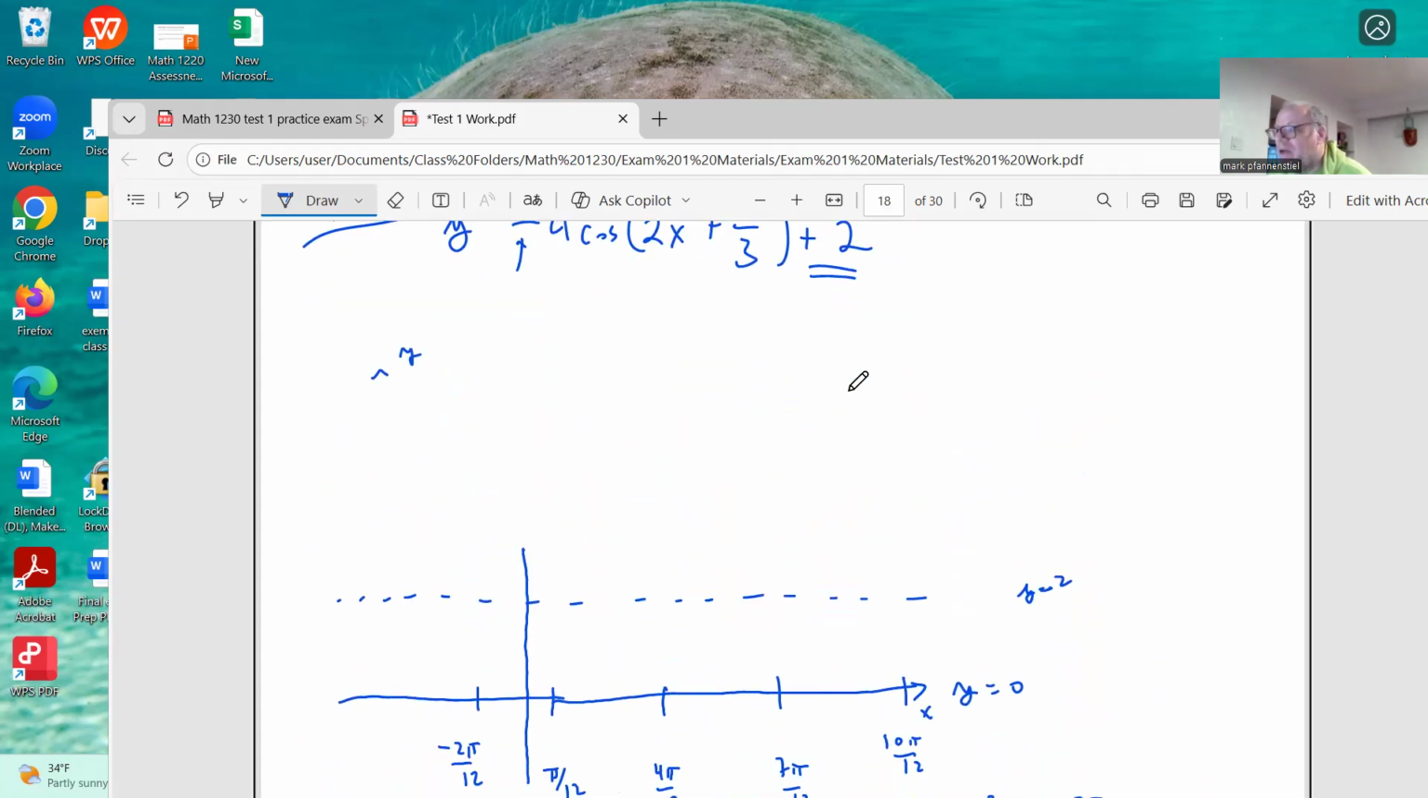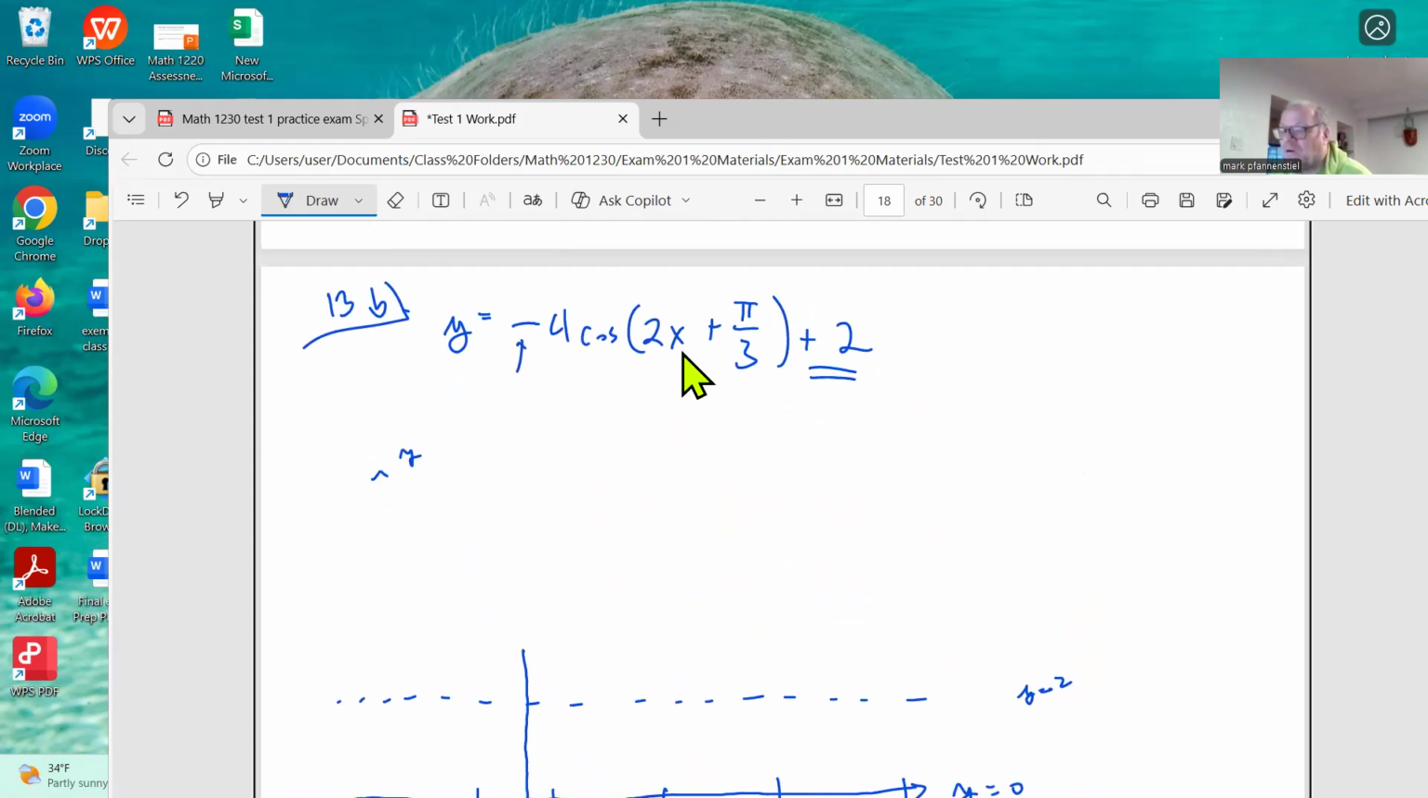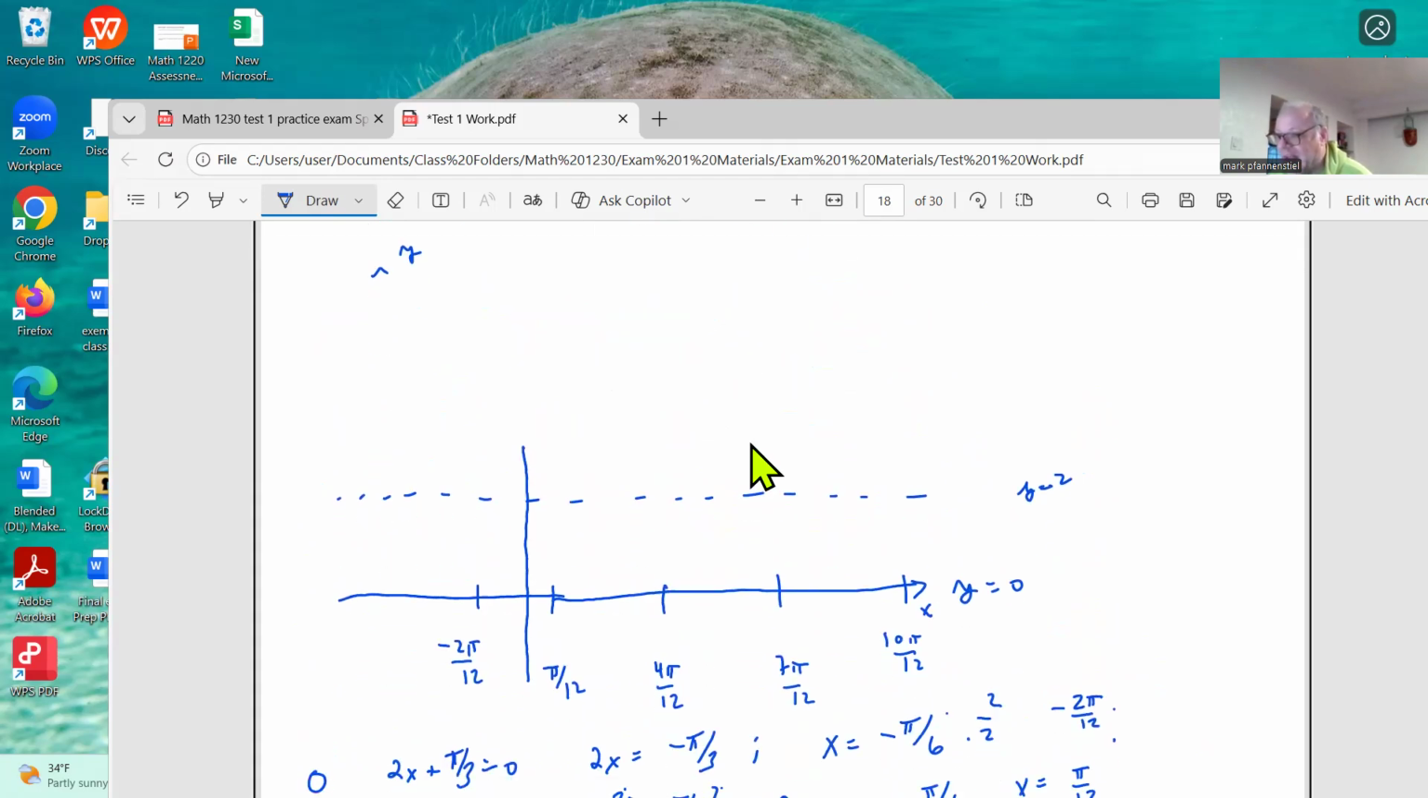Now, in a parent function cosine, when I ask what is the cosine of 0, I'm going to get the answer of 1. But we're going to take negative 4 times 1, negative 4. We're going to add 2 to that. So we actually need to be down here at negative 2. Okay, so I went here.